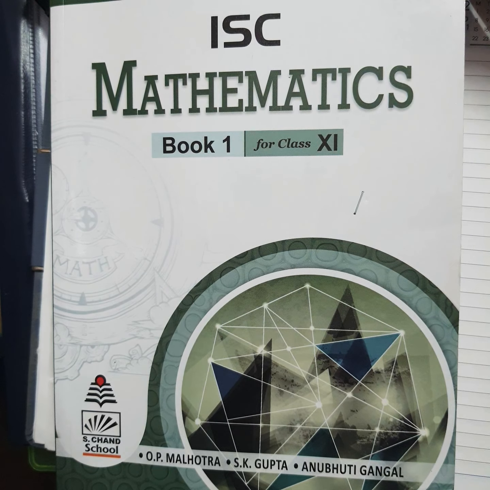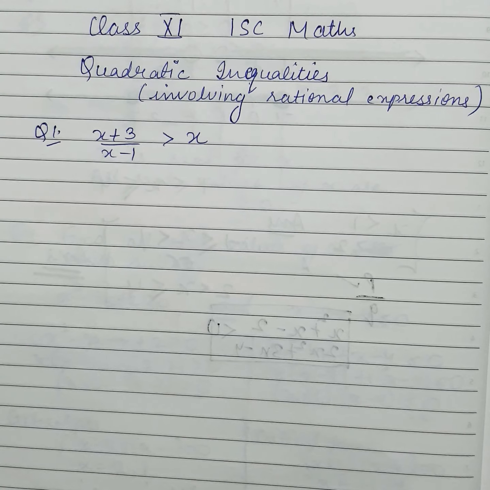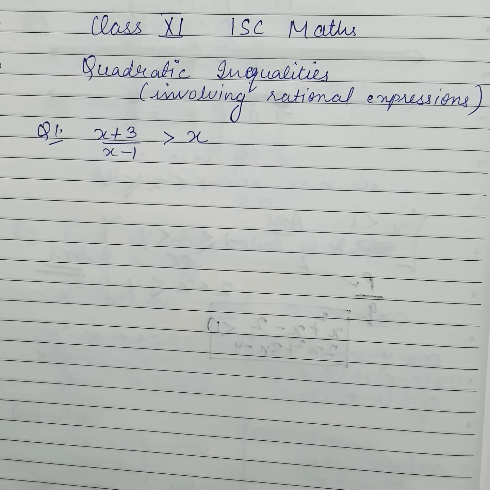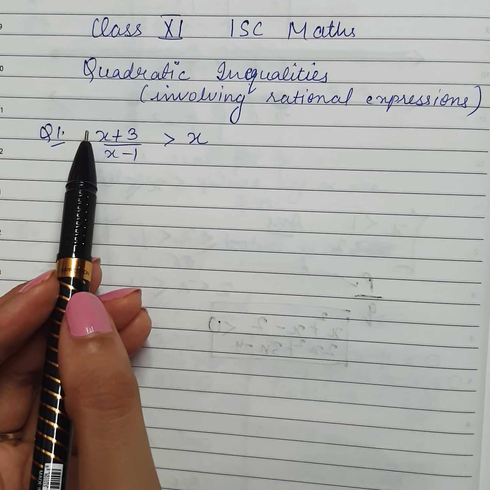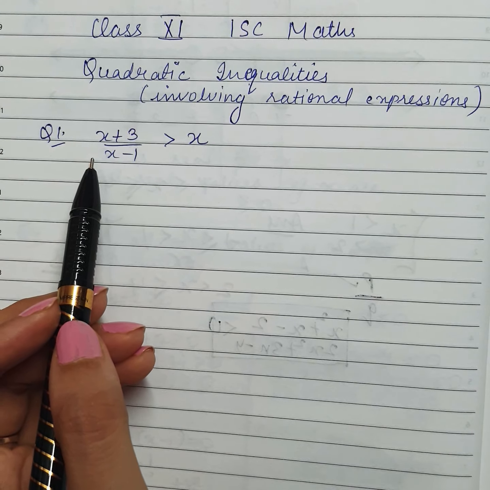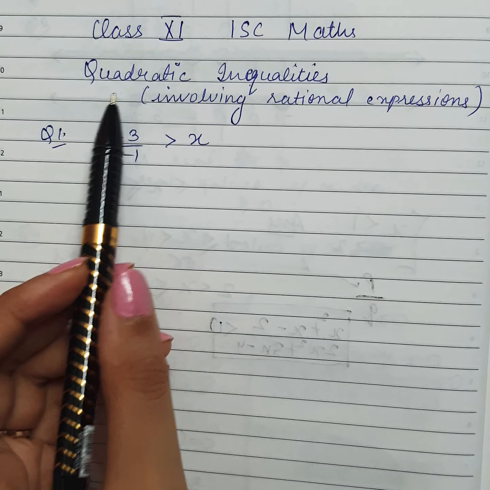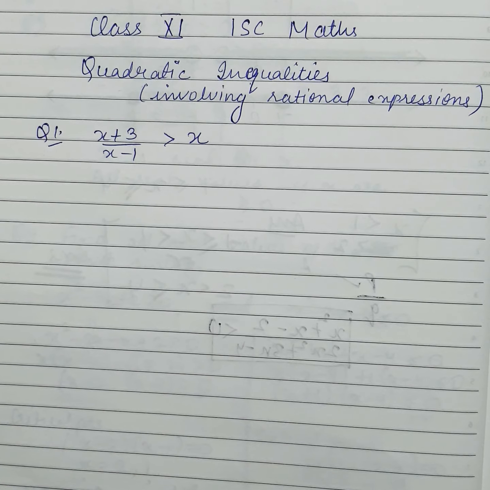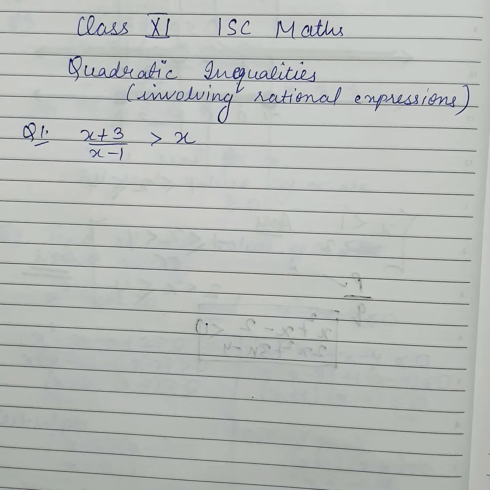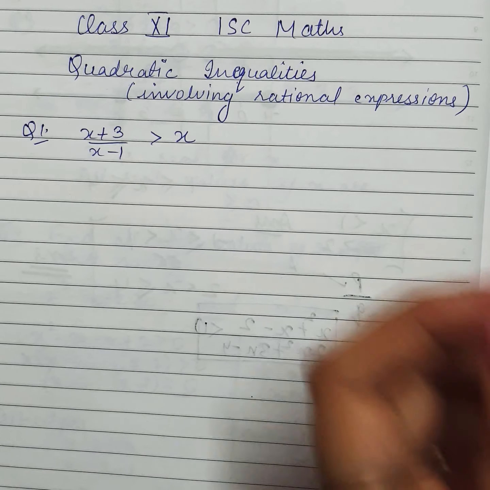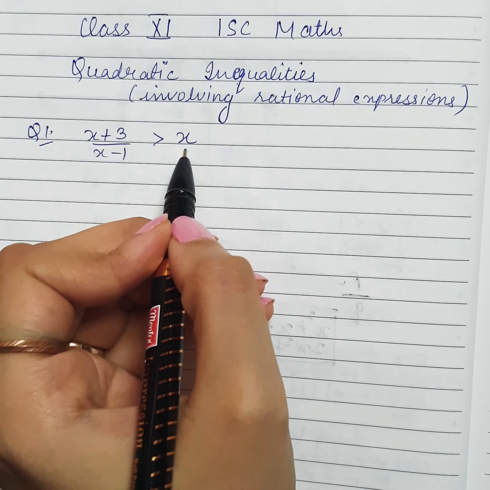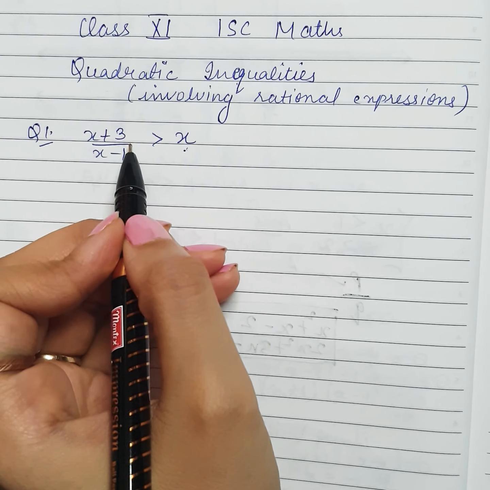So the concept for today is quadratic inequalities involving rational expressions, which is having a numerator as well as a denominator. In the previous video we have studied how to solve the quadratic inequalities. Now let us solve the rational expressions. So the very first step to start this is make right hand side 0 by shifting it to the left side.